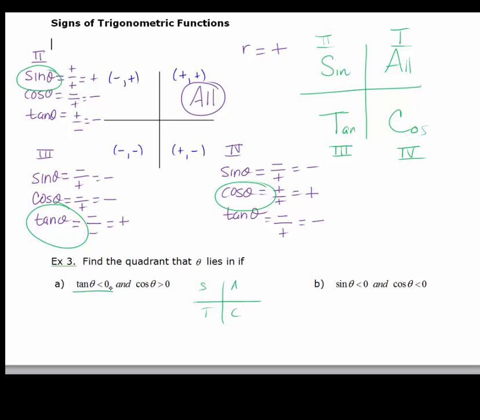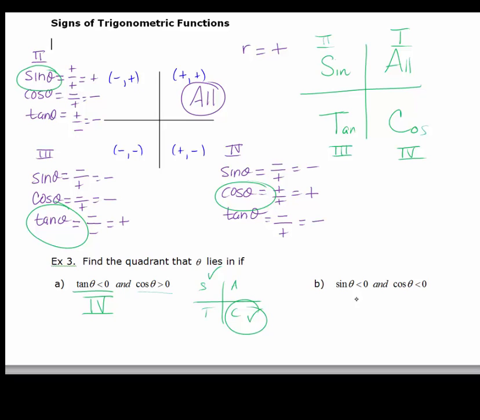So I start with tan being negative. So since tangent is positive in the first and the third quadrants, I know that in order for tangent to be negative, I have to be in the second quadrant or the fourth. And then out of those 2 quadrants, in which one is the cosine positive? And that occurs right here. So for part A, in order for the tangent to be negative and the cosine to be positive, you have to be in quadrant 4.